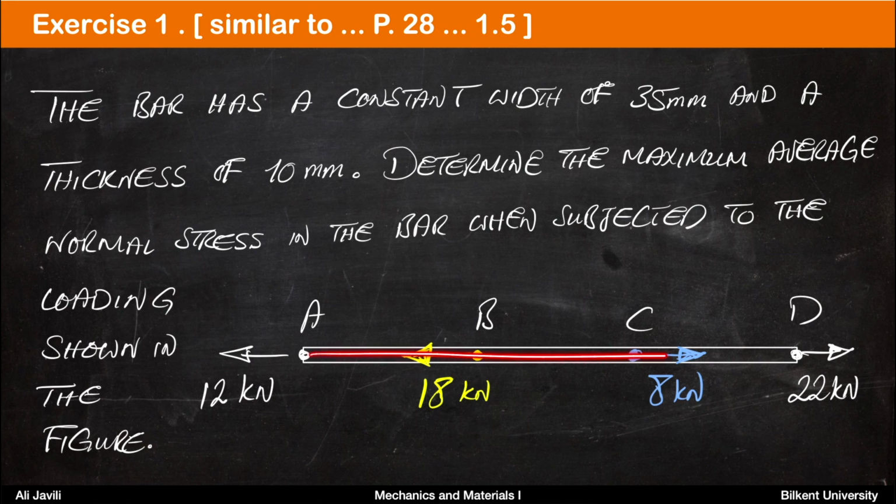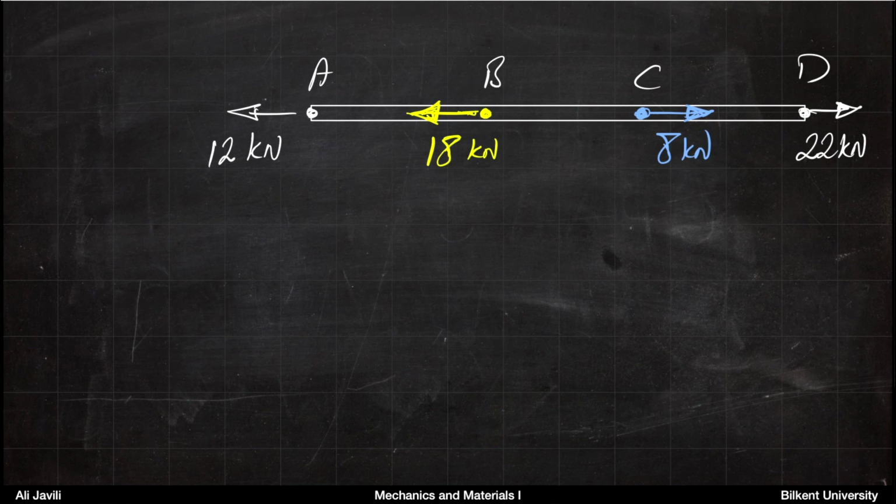A bar is given in this exercise. The bar has a constant width of 35 millimeter and a thickness of 10 millimeter. Determine the maximum average normal stress in the bar when subjected to the loading shown in the figure. So you have this bar and the external loadings as shown in the figure, and you are asked to calculate the normal stress in the bar and also judge where is the maximum normal stress.